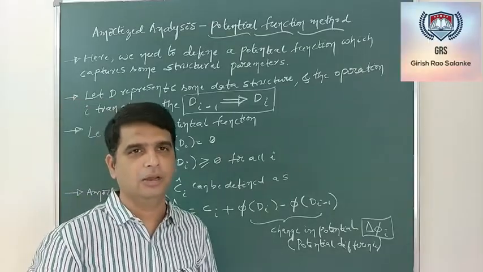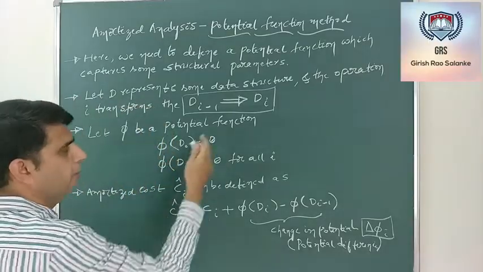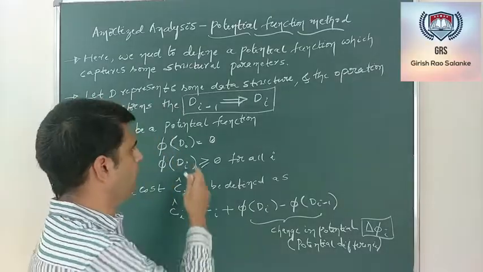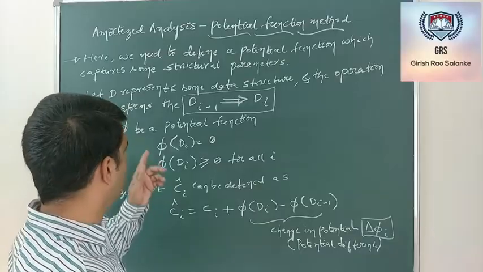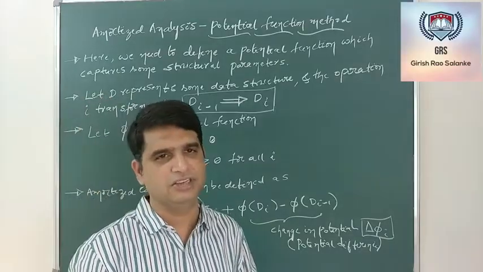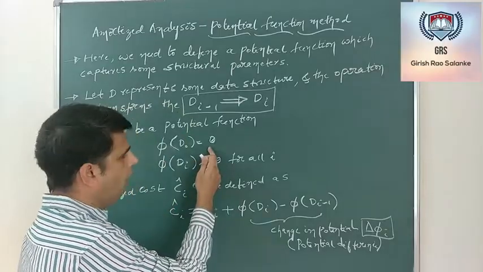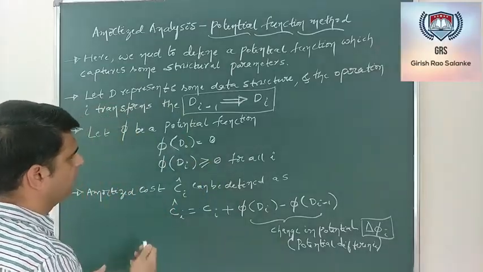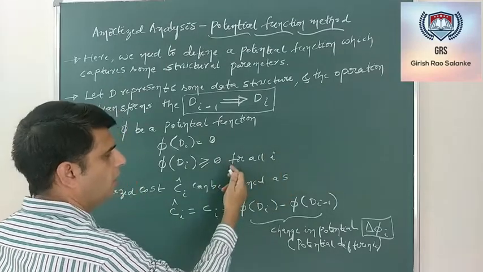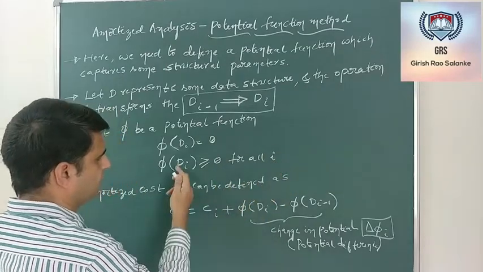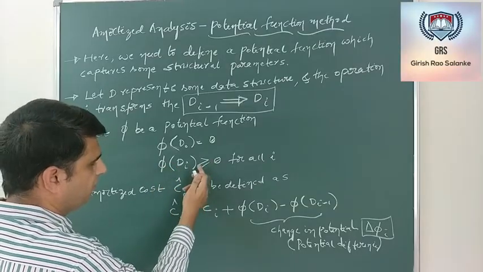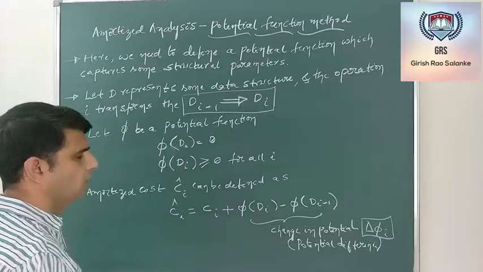And let me denote phi as the potential function. Let D_0 be the initial data structure. Whenever I use this potential function phi on the initial data structure, there will be no changes, so it is initialized to 0. If I use this potential function phi on any operation i, the potential function phi of D_i will have a value greater than or equal to 0.